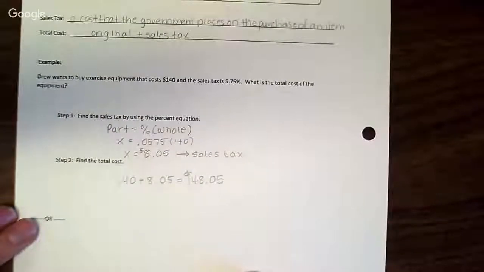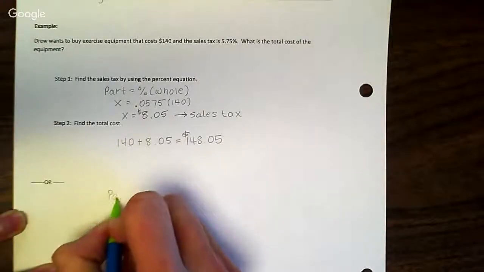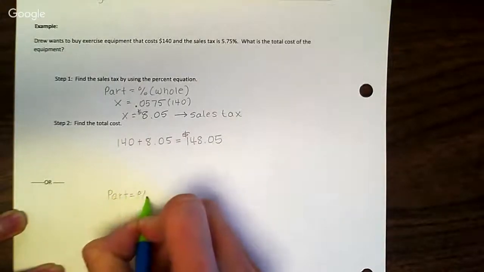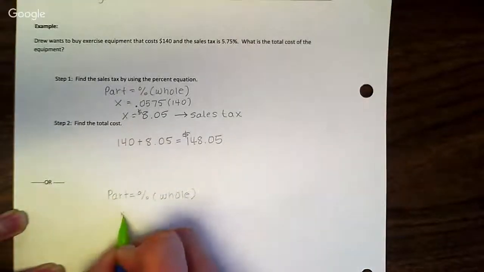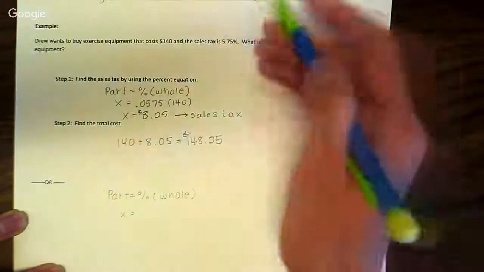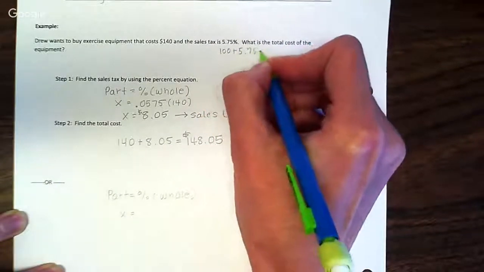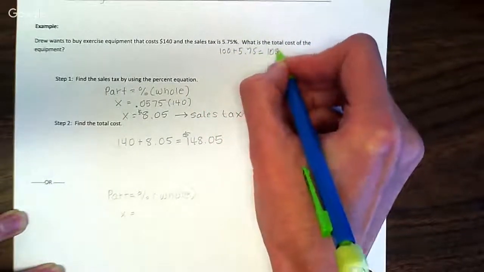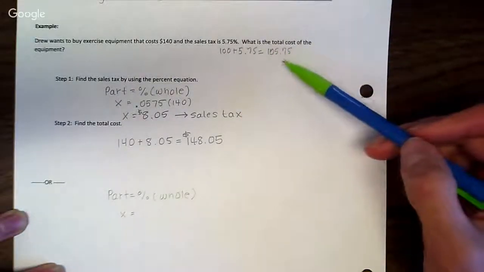Now we can do this a different way. We've been talking about percentages. If you're adding something to the total cost, you can add that percentage to 100. So this will give us the total cost. So we're still going to use part equals percent times whole. Now, if the sales tax is 5.75% and we add sales tax, we can add that to 100, which will give us 105.75%. That's the percentage you're paying of the original cost.